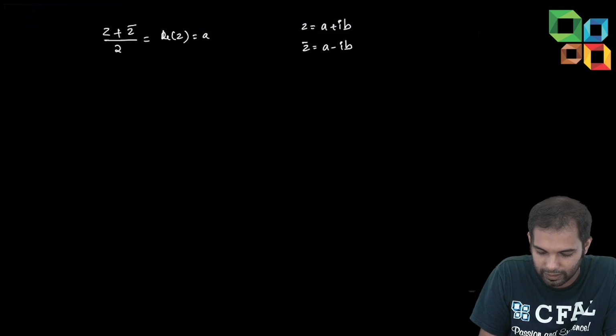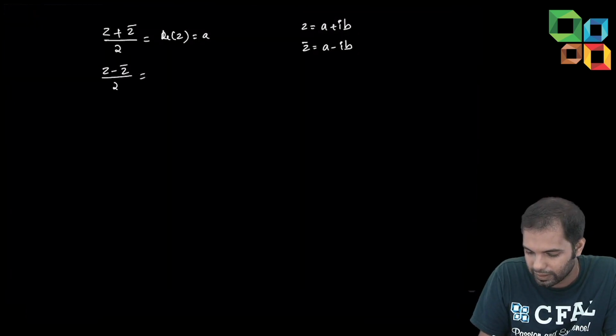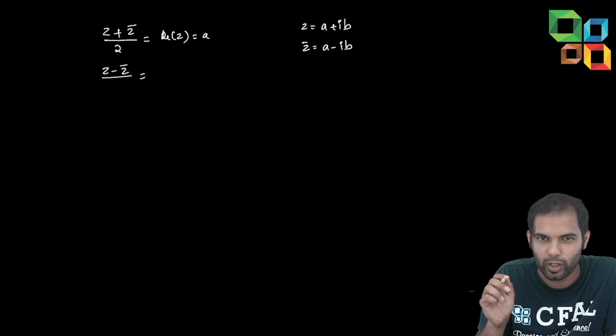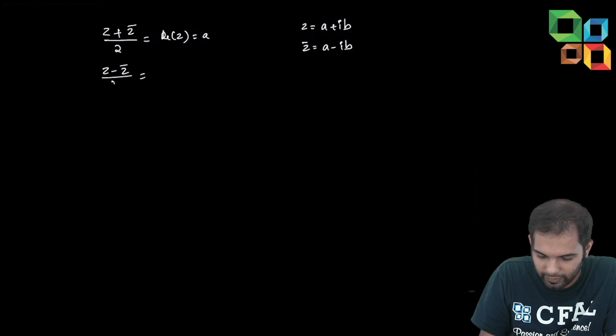Correct. Similarly, if I subtract and divide, I'm going to get 2ib. If I divide this by 2i, I'm going to get b, which is nothing but the imaginary part.